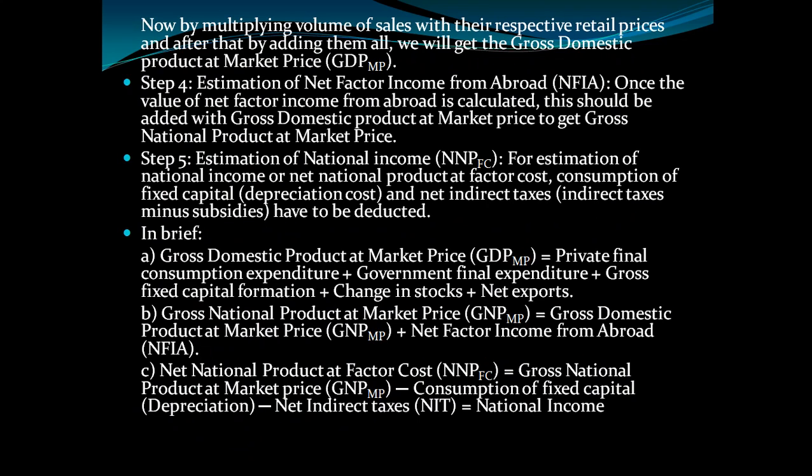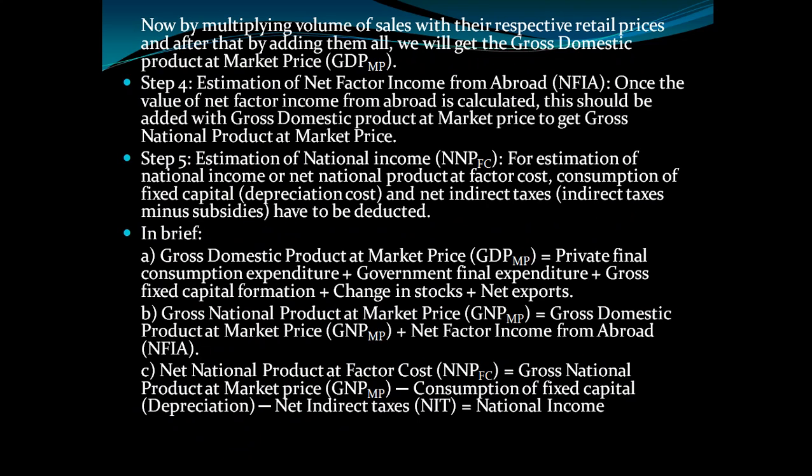Step number 4, estimation of net factor income from abroad. Once the value of net factor income from abroad is calculated, this should be added to gross domestic product at market price to get gross national product at market price. Got it? Step 5, estimation of national income or net national product at factor cost.